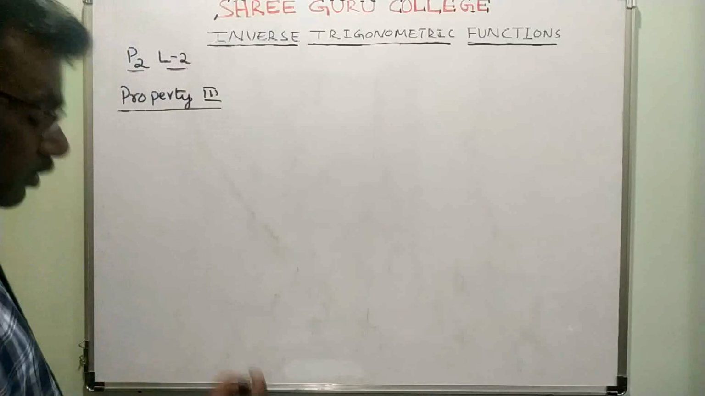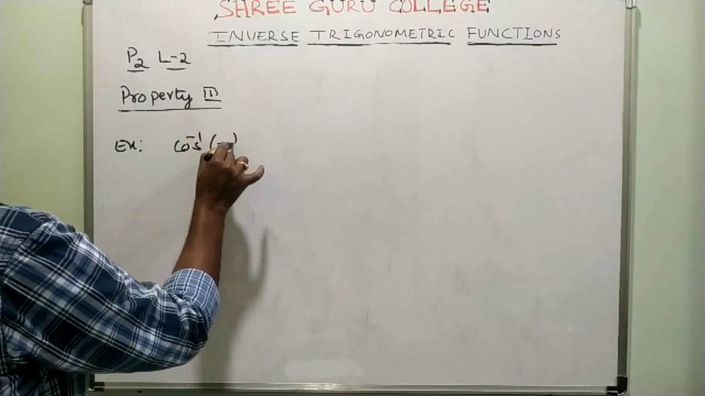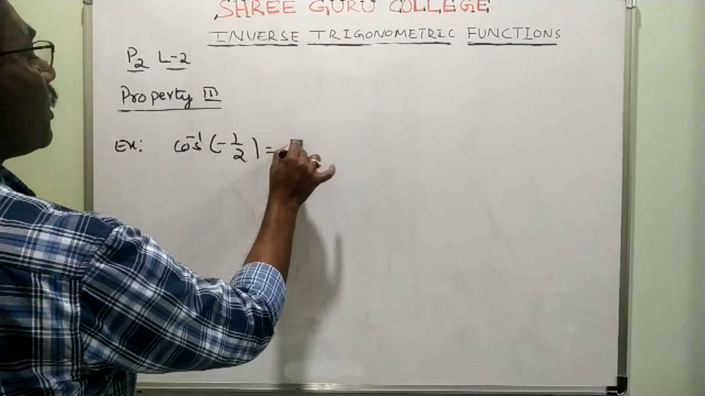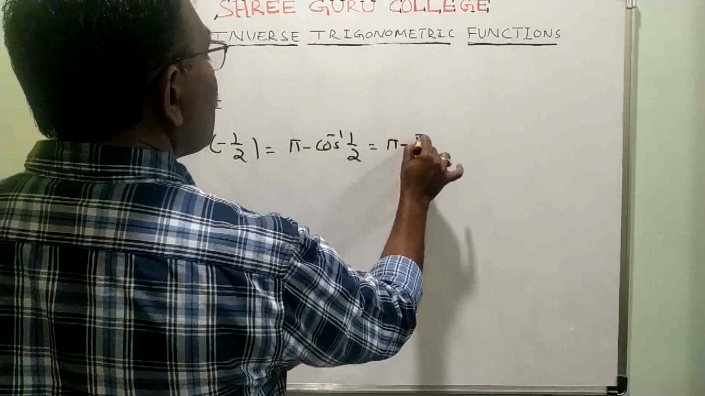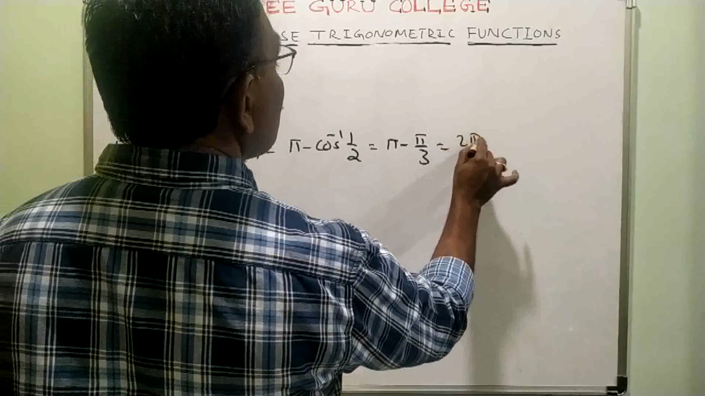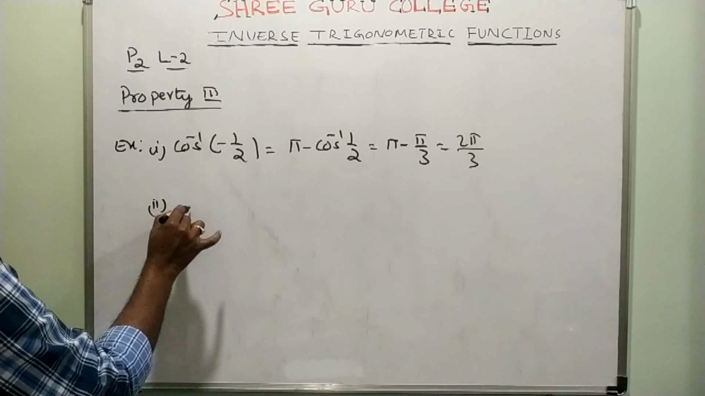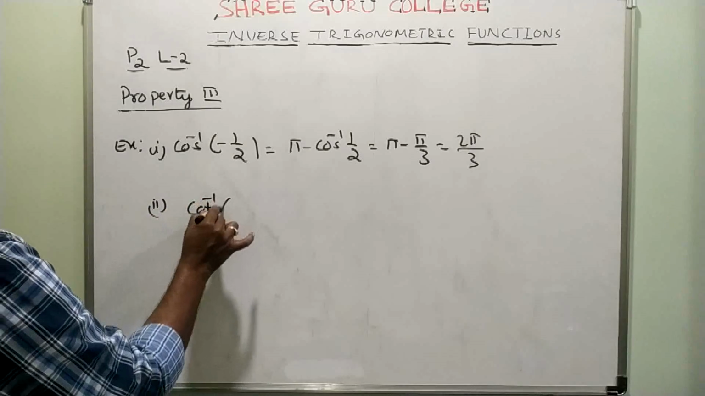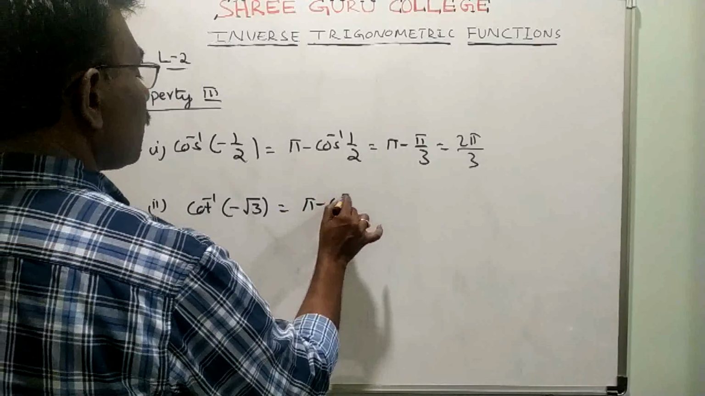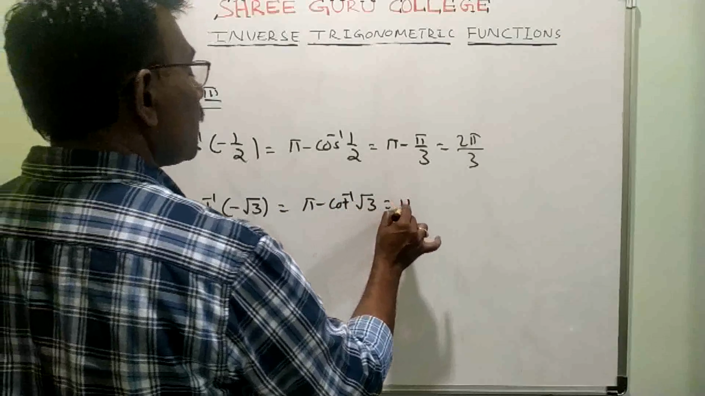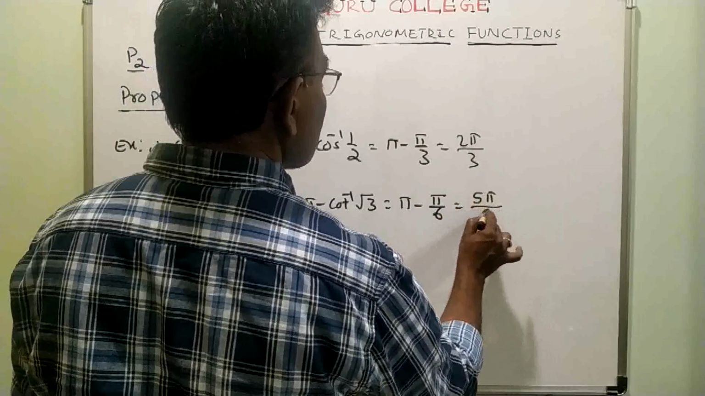For example, cos inverse of minus 1 by 2 is pi minus cos inverse of 1 by 2, which is pi minus pi by 3, equal to 2 pi by 3. Second example, cot inverse of minus root 3 is pi minus cot inverse of root 3, which is pi minus pi by 6, that is 5 pi by 6.